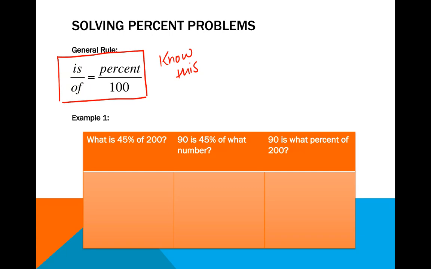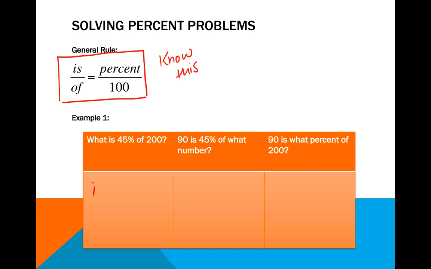So the "is" is what would go in the numerator, and the "of" goes in the denominator, and that's equal to a certain percent out of 100. All of these three columns here are giving you very similar statements, but the "is" and the "of" and the percents are different. So here we're looking for what is 45% of 200.